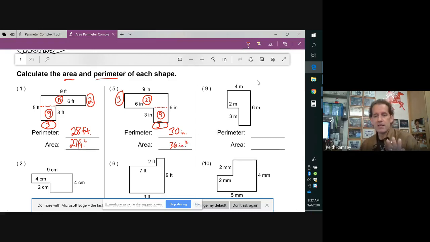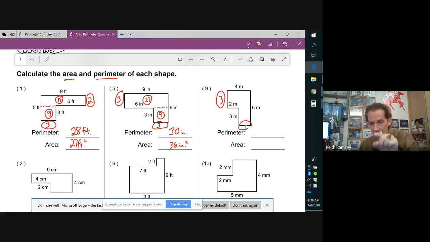Okay, let's look at another one. For number 9, I can see that this part right here is probably 2. This is 3. So I'm missing this measurement, and I'm missing this measurement over here. Okay. So if I don't know what this side is, I look at the opposite side and I subtract its parallel line. So the opposite side is 6, and it's parallel to 3. So 6 minus 3 gives us that little part that's missing there, which would be 3.